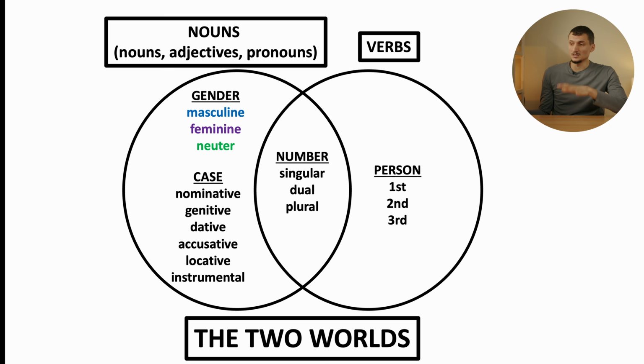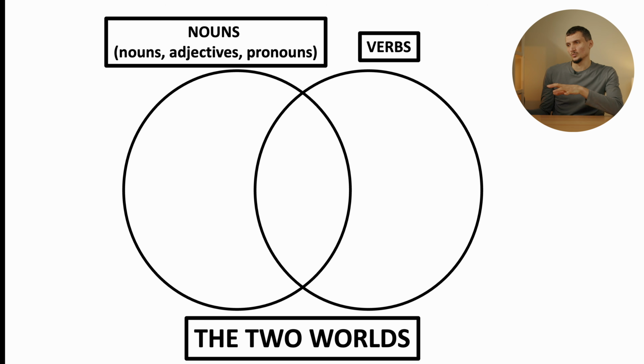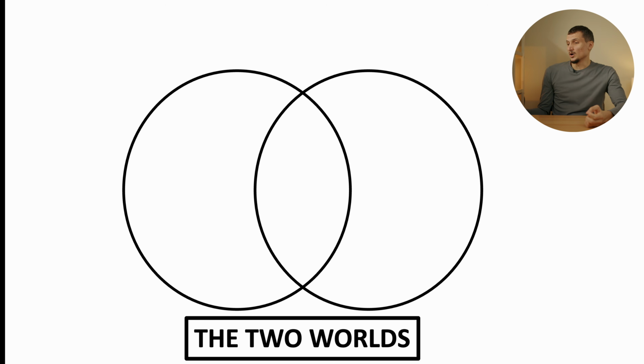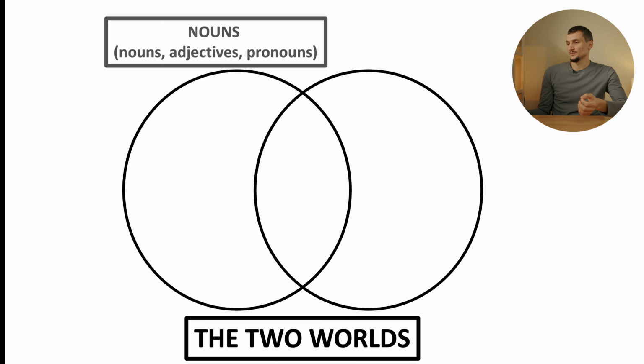So let's get right into it. This is the whole diagram, and this is what we will be covering today. We have two circles, and these two circles represent what we will be referring to as the two worlds when it comes to Slovenian grammar. Especially as a beginner, it's very useful to think of it in terms of two different worlds. The left circle represents the world of nouns, and the right circle represents the world of verbs.